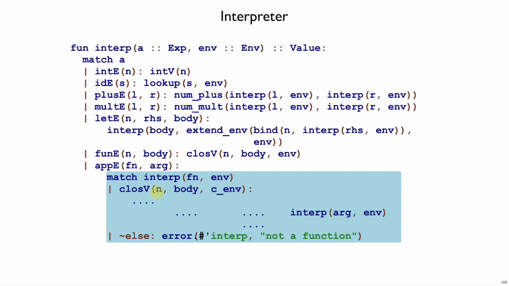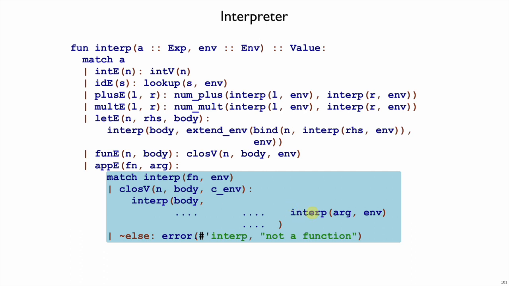Okay, so now we've got a closureV that we got from interpreting the function expression. That gives us an n, a body, and a c to work with. Calling a function means interpreting the body of the function. So this is where we should be going. We should be interpreting the body of the function.